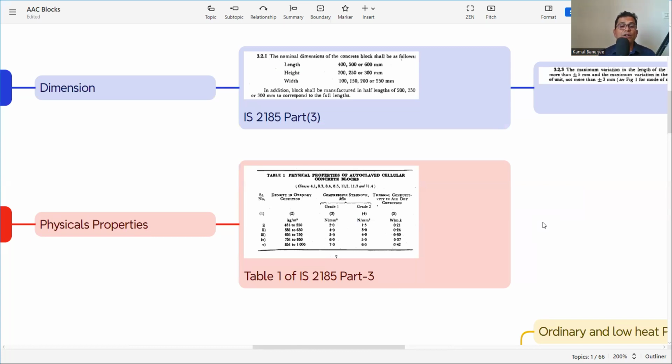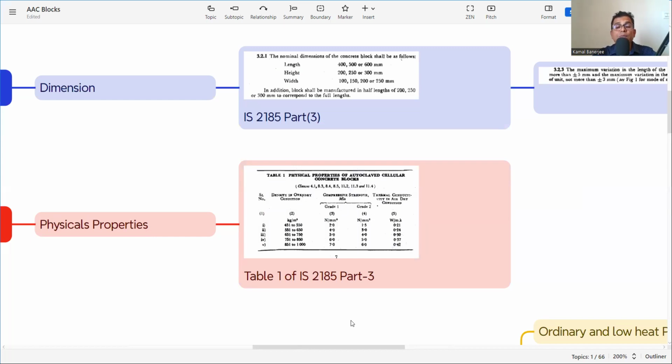So these are the first kind of grade. The second kind of grade is 551 to 650, and its strength should be 4 and grade is 3, and 0.24 is the thermal conductivity. The third category lies between 650 and 750. Fourth is 750 to 850, and fifth is 850 to 1000. That means the maximum density will be 1000 kg per cubic meter. That is why it is lightweight concrete.